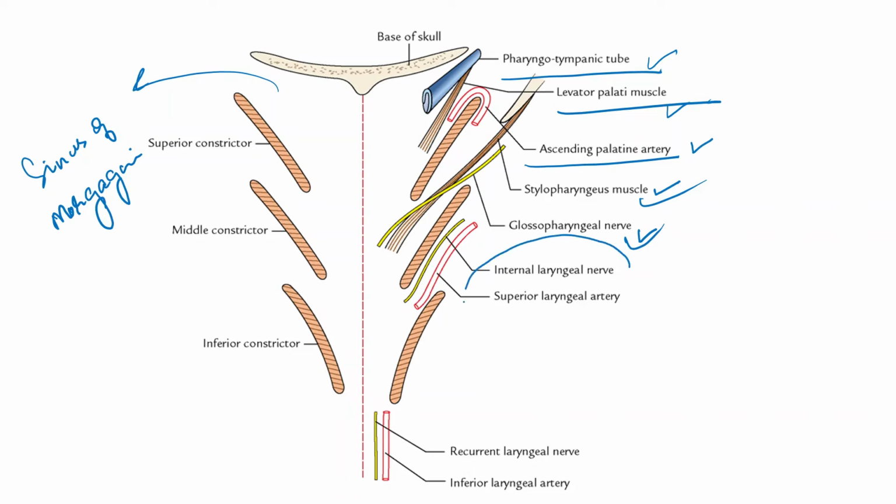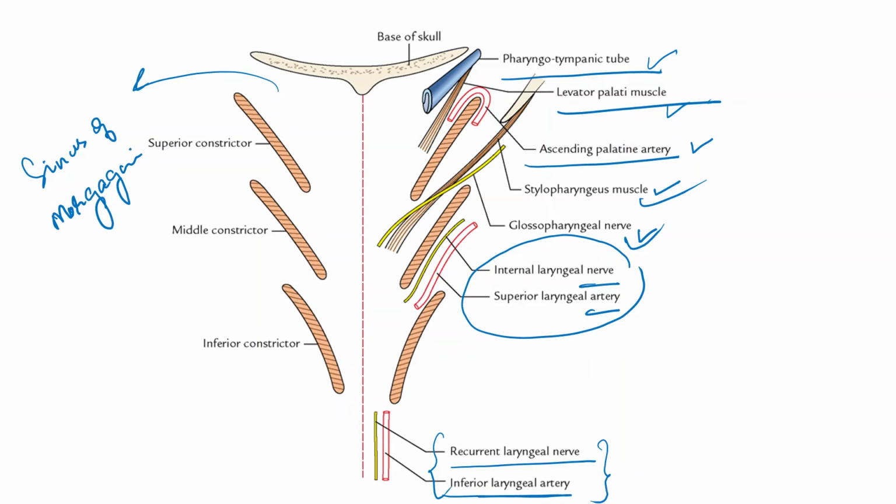Moving on to the structures which lie between the middle and the inferior constrictor muscle, which are again a nerve and a vessel, that is the internal laryngeal nerve and the superior laryngeal artery. Internal laryngeal nerve and superior laryngeal artery are the structures passing between the middle and the inferior constrictor. Below the inferior constrictor lies the passage of the recurrent laryngeal nerve and the inferior laryngeal artery. So these are the structures passing between the constrictor muscles.